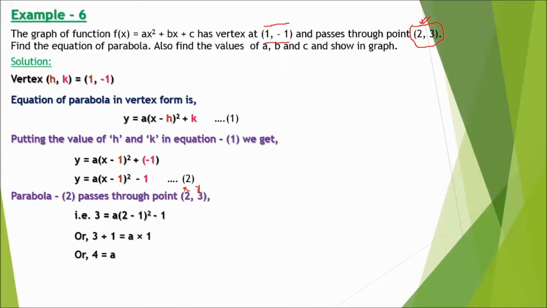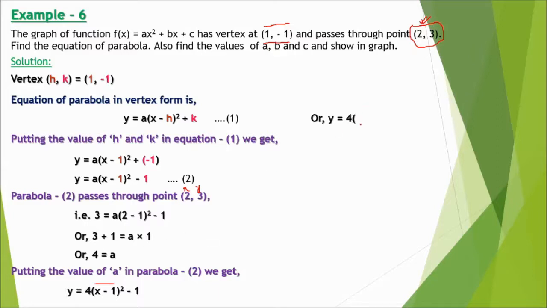Now putting the values of a, h and k in equation 1, or we can put the value of a in equation 2 also. So we get y = 4(x - 1)² - 1. Now let's expand this (x - 1)². We can expand it with the help of the formula (a - b)² = a² - 2ab + b². So 2ab is 2a, b² is 1. Now let's open the bracket. y = 4x² - 8x + 4 - 1.